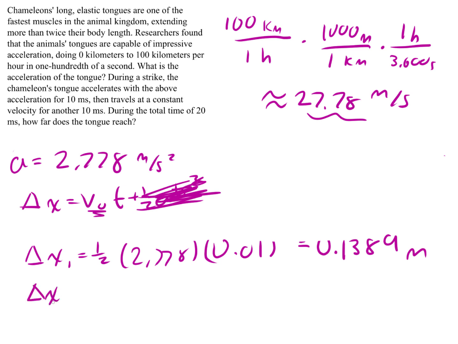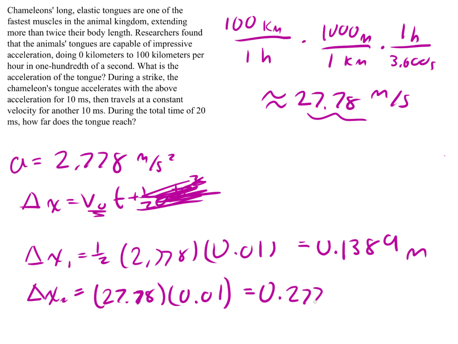So in the second part of its motion, the displacement is simply the velocity after accelerating, 27.78 meters per second, times the time interval of 0.01 seconds, or 10 milliseconds again. And this will give you 0.2778 meters. So slightly more than when it's actually accelerating, since it's already moving at that high speed.